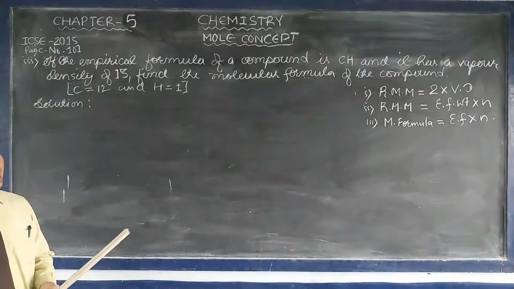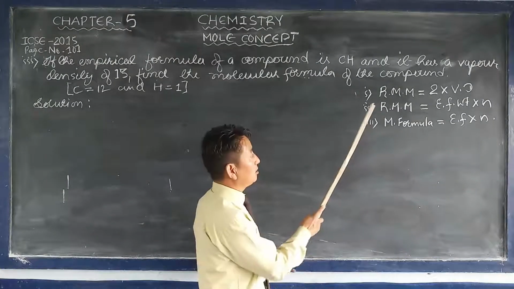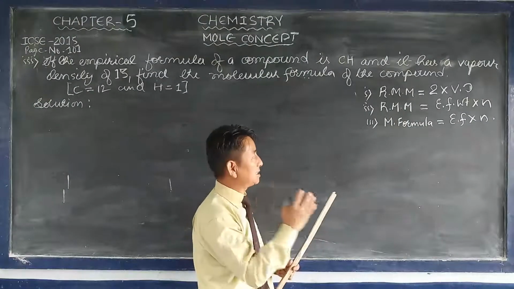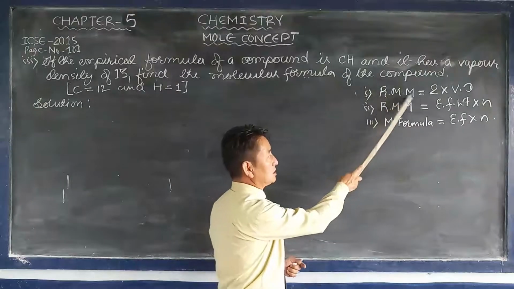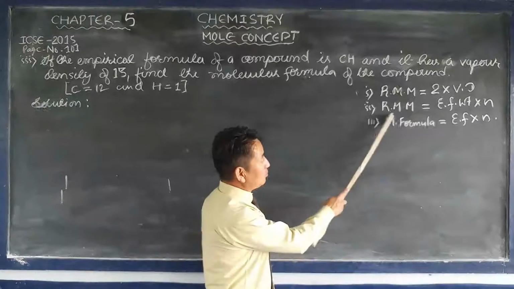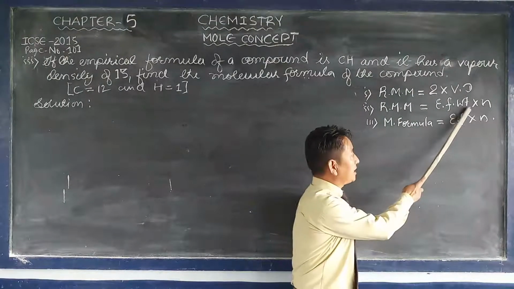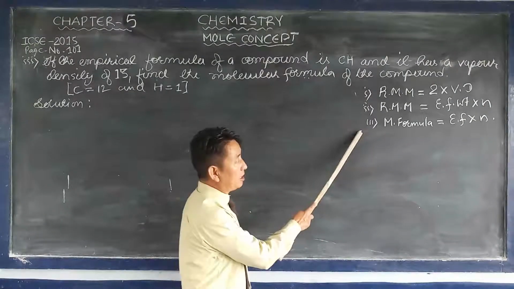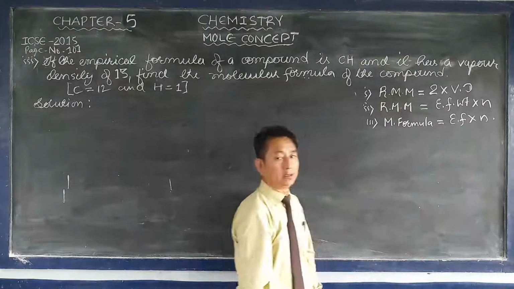of hydrogen gas. Here, you can see the relation, keep it in your mind. What is the relationship between relative molecular mass and the vapor density? Relative molecular mass is equal to twice its vapor density. Here, relative molecular mass of the substance is equal to empirical formula weight into N. N stands for whole number. Now here number 3, molecular formula is equal to empirical formula into N.